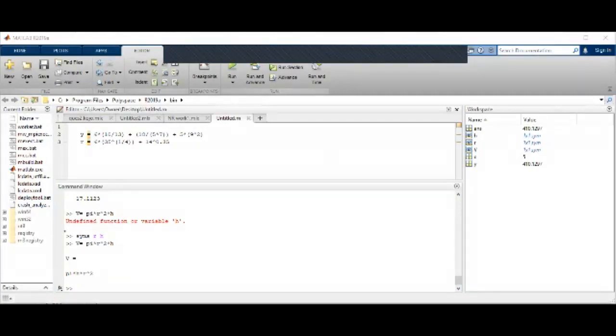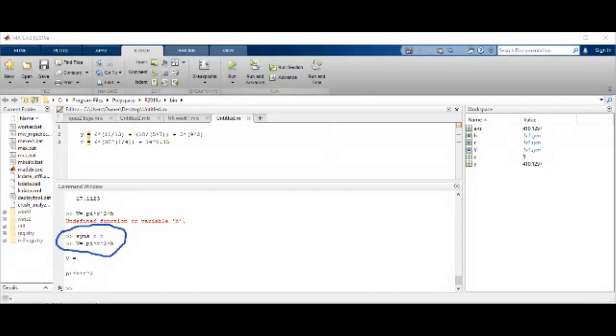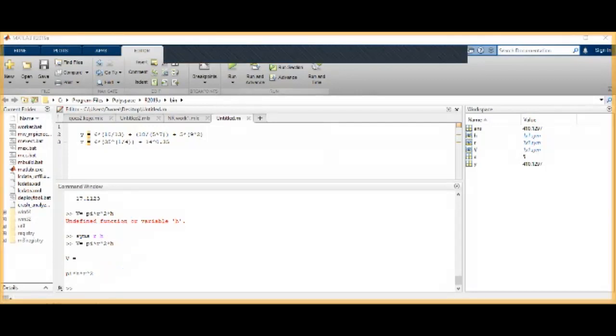So if you check what I've circled here, it means I'm telling it that R and H are symbols. So I ran syms first before I entered the volume formula for a cylinder. Then it gives me this. So now we can go ahead and enter the values of what we are looking for.